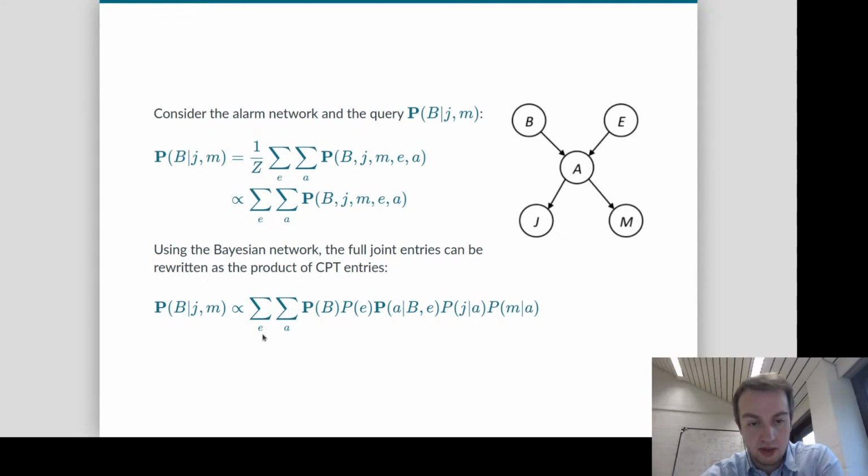the marginalization over e and a of the terms that you see here: p of b times p of e times p of a given b and e times p of j given a times p of m given a. Also notice that sometimes I'm using a bold p, while at some other places I'm not. This is because when there is a bold p, what I mean is that I'm defining this factor corresponds to a full probability table, while, for example, here this second factor is not a probability table, it's a single probability value.